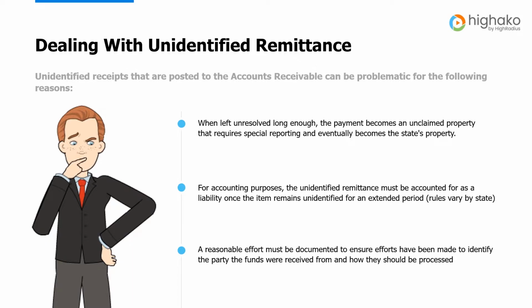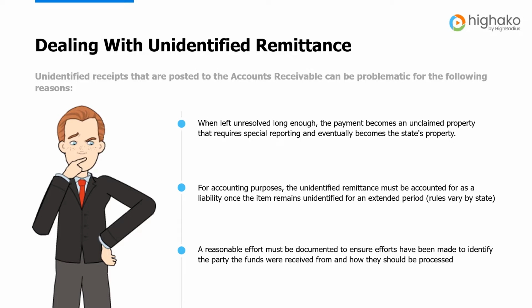For accounting purposes, the unidentified remittance must be accounted for as a liability once it remains unidentified for an extended period of time. Again, rules vary state by state, but think about it. If somebody sent you a payment in error, you owe it to them to get it back to them and let them know that they've already paid, or they have no account with you and those funds do not belong to you.